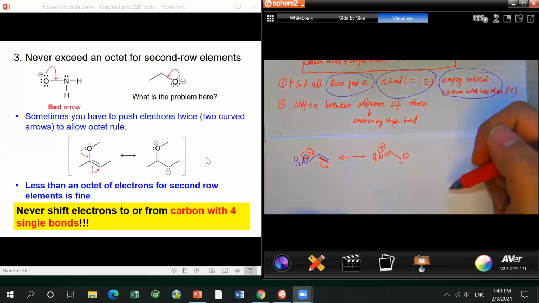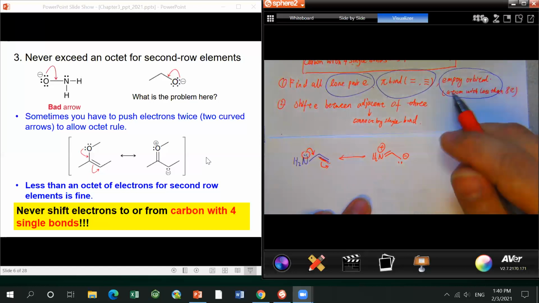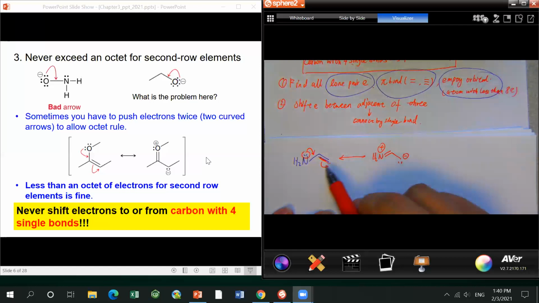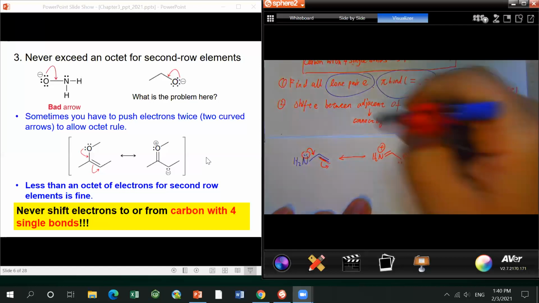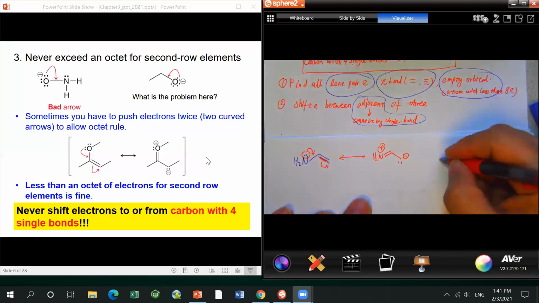Keep in mind, if you have two components connected in different ways, you cannot do the shift unless they are adjacent by a single bond. That's the keyword here, so highlight single bond. Let me give one example.